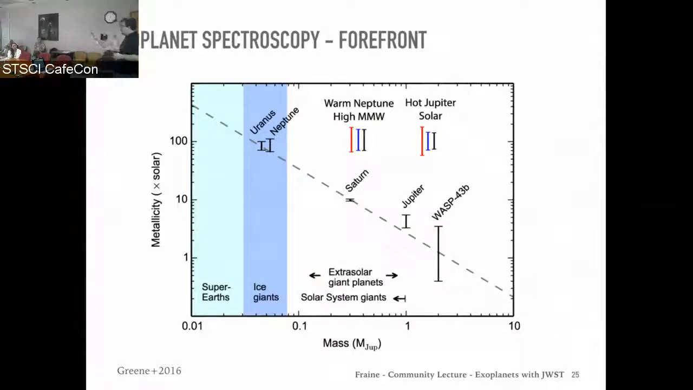And if all exoplanets fall on this dashed line, then we can say that exoplanets and our solar system formed in the same methodology, the same time scale, the same distribution of materials available for protoplanetary disks. That's probably not the case, but it allows us to start from us and move out.